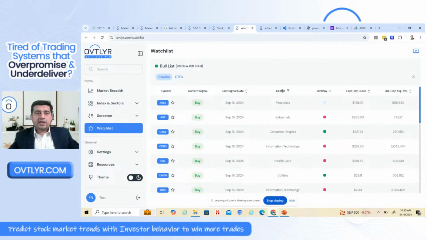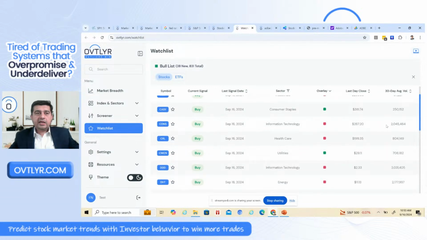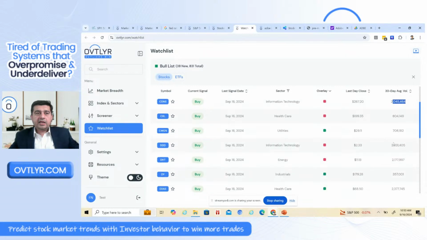You can expand it. One of the criteria that I have is, I don't want to trade a stock where the 30-day average volume is less than a million. If it is closer to a million, it's fine, but if it is like 37,000 average volume, I would rather stay away from those stocks. I love stocks where the volume is high, so that is one of the criteria.